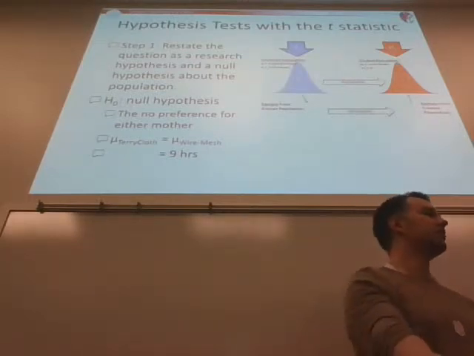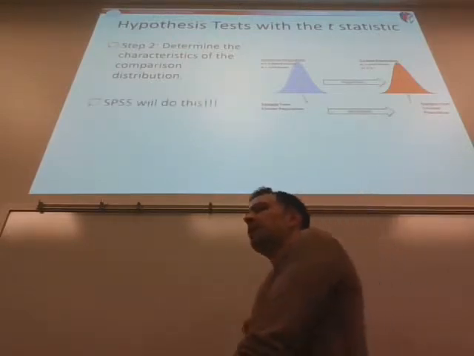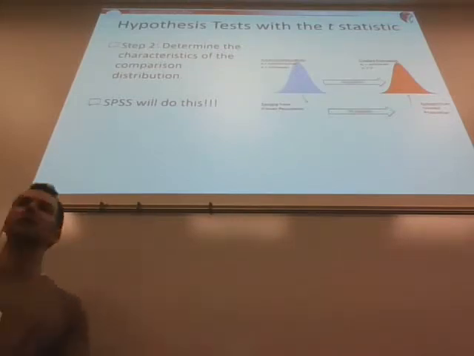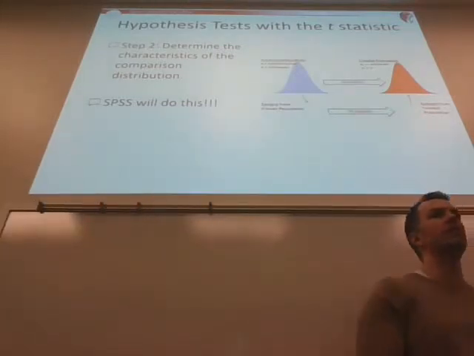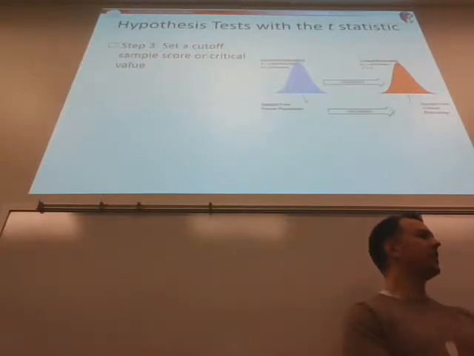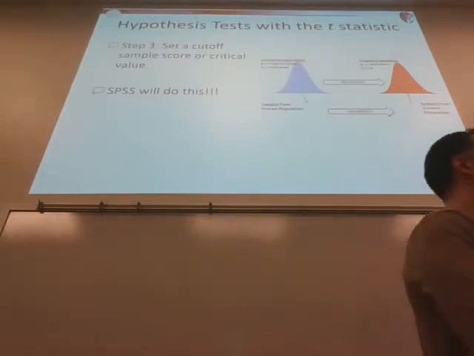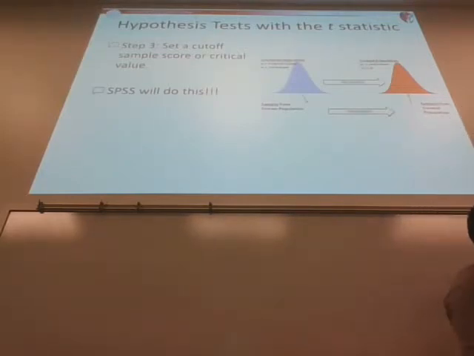All right, so that's step 1, all on us. SPSS is not going to do that for us. Step 2, determine the characteristics of the comparison distribution. Very nicely, SPSS will do this for you. So SPSS will do basically chapter 6 for you. It will calculate what your comparison distribution is. That's all going to be on SPSS. Step 3, set a cutoff sample score or critical value. SPSS is going to do this as well, sort of. We're going to talk about that in just a moment, but we're going to see that SPSS will actually set a cutoff score for you, and we'll see what that is in just a moment.